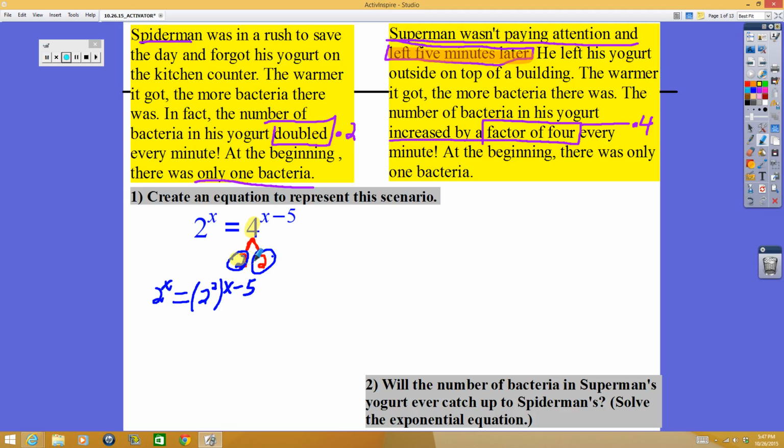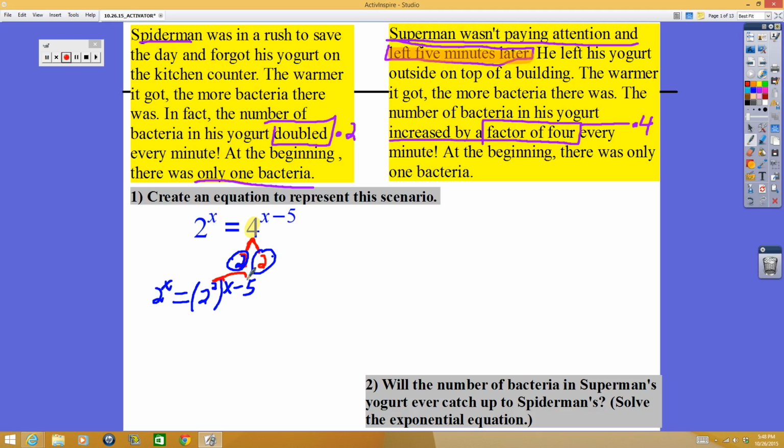Just in case you got lost, 4, we broke it down. Here it is. 2 to the second equals 4. That's why they're the same color. This x minus 5, I didn't do anything with it. So that's why I wrote it down right there. Okay? All right, let me get those colors away. Whoa, no. All right.